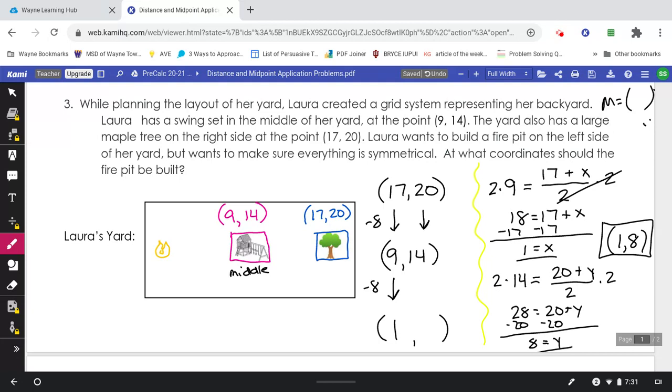All right, and the same thing for the 20. 20, how do I get down to 14? I subtract 6. Then I subtract 6 again. I want that to be the same distance. That's how this (9, 14) ends up in the middle. Subtract 6 again, and I get to the 8. So whichever method you prefer is completely fine. Notice you get to the same answer either way. So this little fire pit over here is at the point (1, 8).